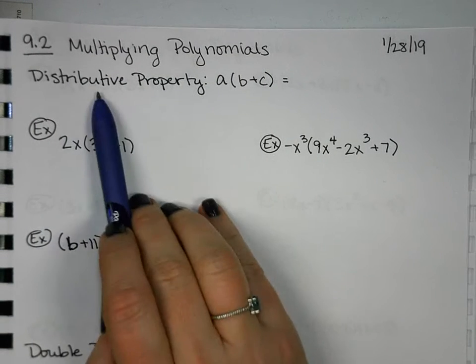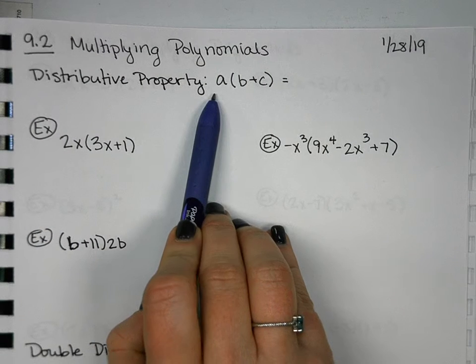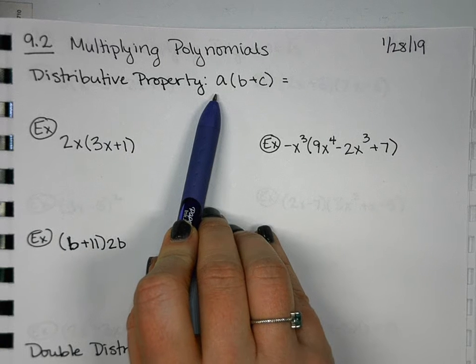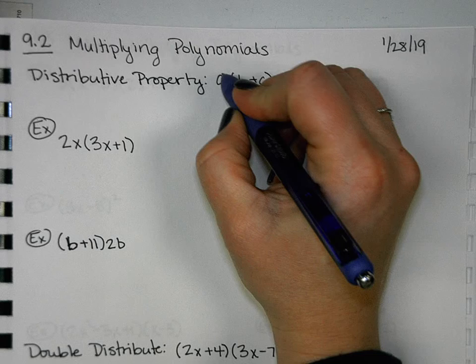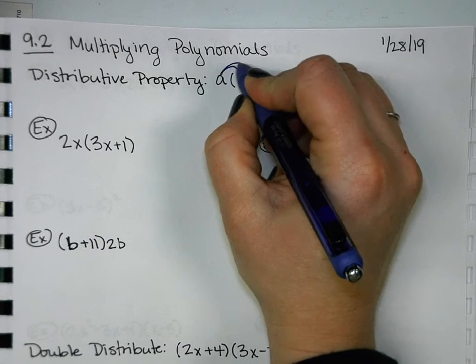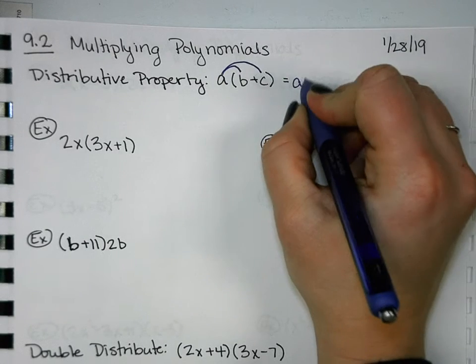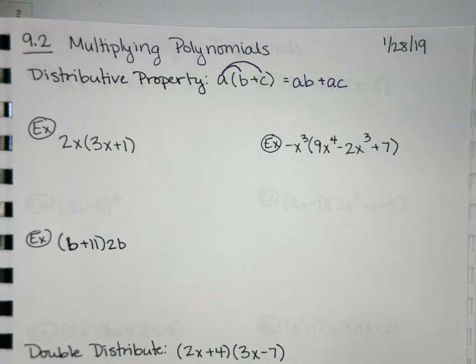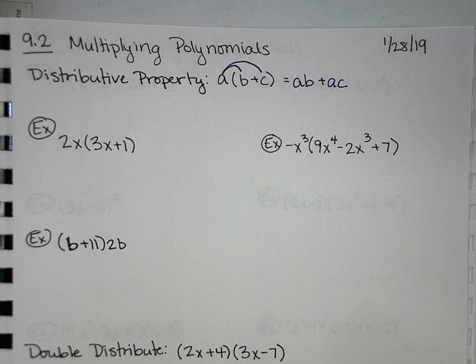What do you guys remember about the distributive property? How would we distribute on this one? Robert? We multiply what's outside to both terms, so a times b plus a times c. Okay, that you should have learned in 8th grade Math 1.